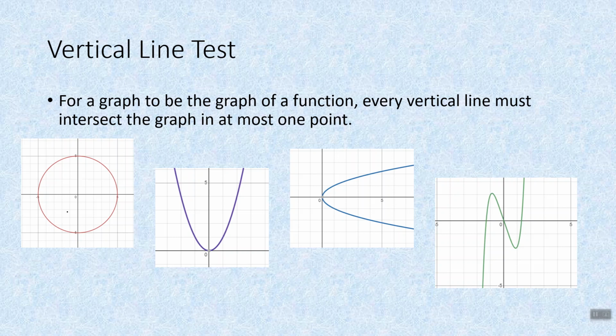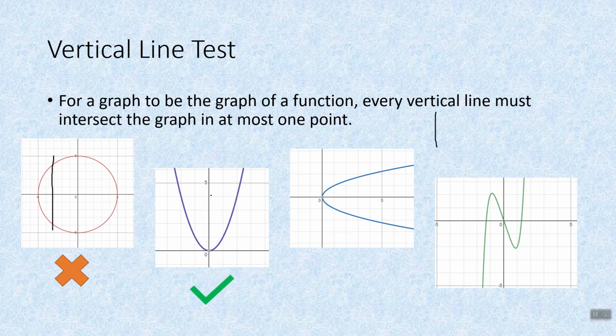So let's take a look at this graph of a circle over here. We could take any vertical line. Oh, there's a vertical line that hits it twice. So this is not a function. So using all of our vertical lines, every time I hit the graph, it only hits once, right? So this is a function.